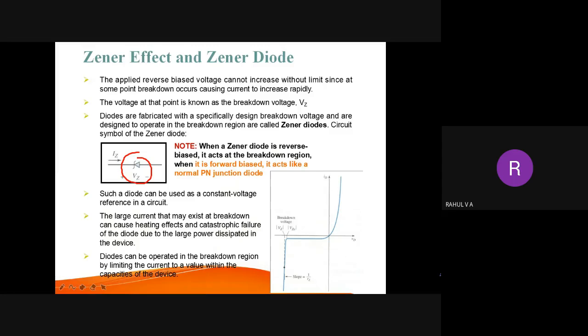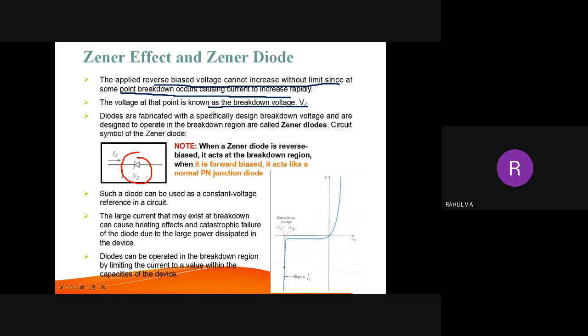Okay, we will read this one. Zener effect and Zener diode. The applied reverse voltage cannot increase without limit since at some point breakdown occurs, causing current to increase rapidly. That is called Zener breakdown. The voltage at this point is known as breakdown voltage Vz, the Zener voltage.